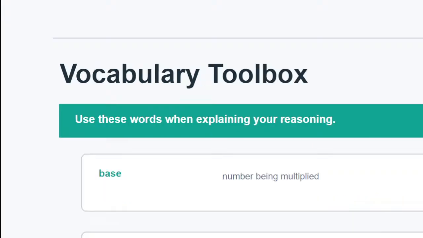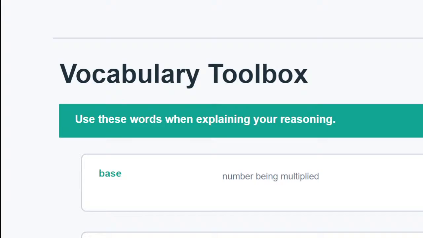Vocab box. Okay, the base is the number being multiplied. Power, an expression written with the base and exponent. Integer, a positive whole number, negative whole number, or zero. Absolute value, distance from zero. Product, answer to multiplication. Estimate, a reasonable approximate answer. An exponent, how many times the base is used as the factor.